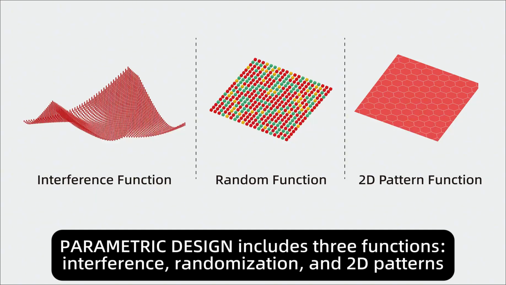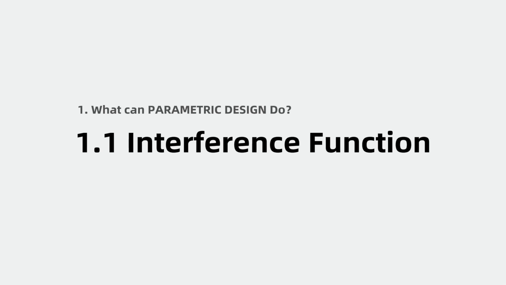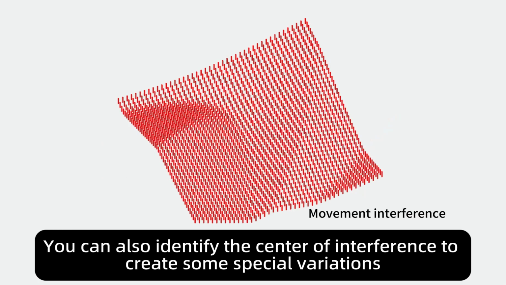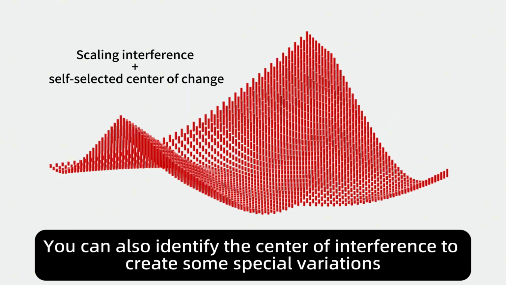Parametric design includes three functions: interference, randomization, and 2D patterns. Interference function. The interference function has two modes: scaling and moving. You can also identify the center of interference to create some special variations.